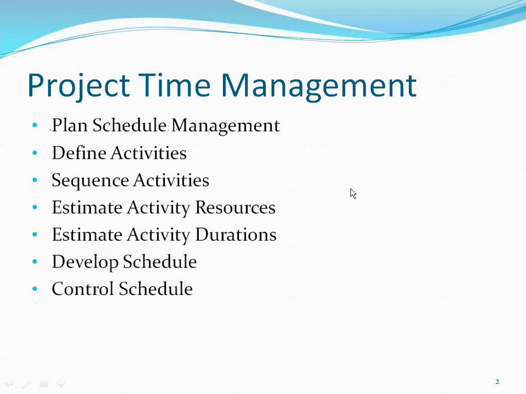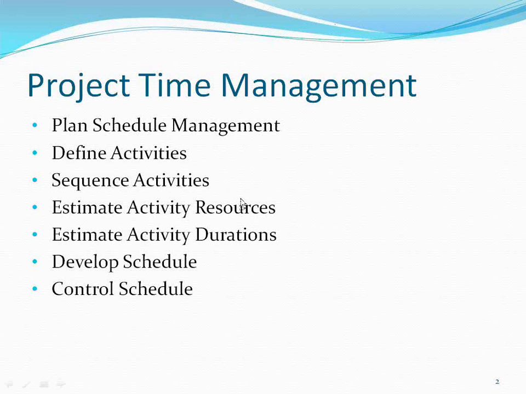So in project time management, we have 7 processes. In scope management, we have seen 6 processes. In project time management, we have 7 processes. The first one is plan schedule management. As I told, in every knowledge area, you have this planning. We saw plan scope management, and similarly here we have plan schedule management. On the same lines, you have plan cost management, plan quality management. Everywhere you have this process.